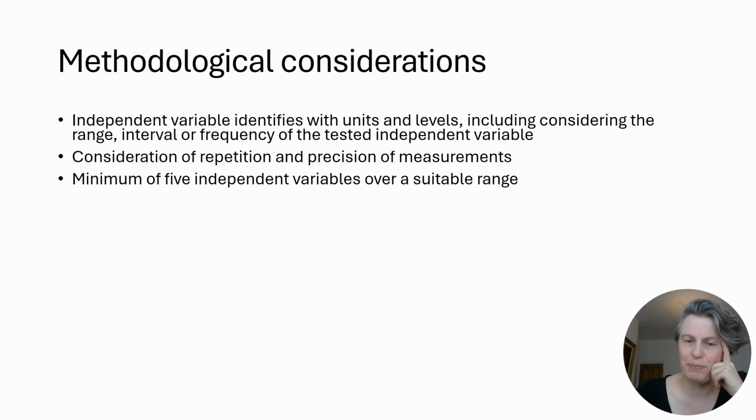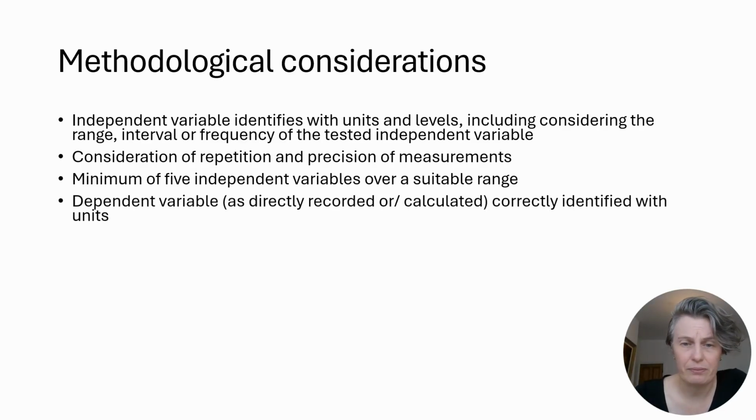Minimum of 5 independent variables over as wide a range as possible. If I was looking at the effect of temperature on caffeine, doing 20 degrees, 21 degrees, 22 degrees, 23 degrees, 24 degrees, 25, with only 1 degree difference, I'm unlikely to see a very significant change in my dependent variable.